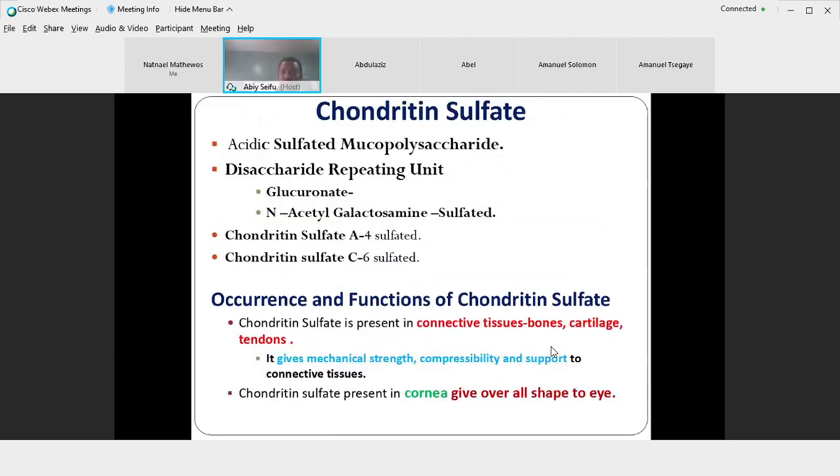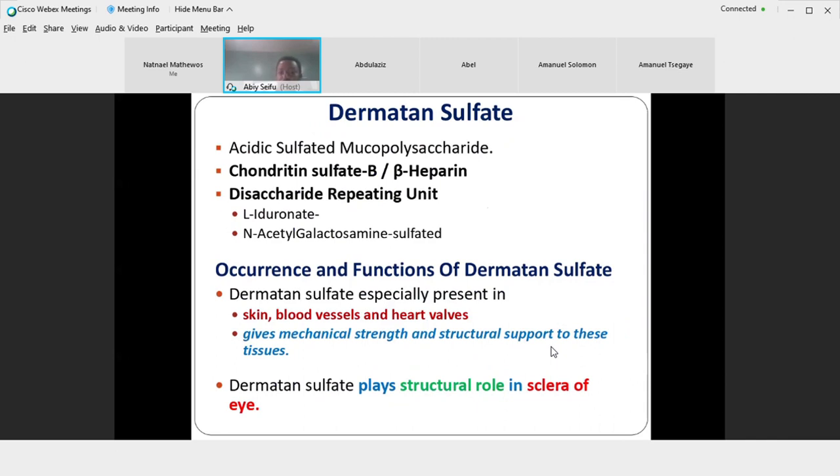The other is chondroitin sulfate. Where is it found? It's found in connective tissue of bones, cartilage, and tendons. It gives strength to them. It's also found in the cornea and gives the overall shape of our eyes. And the other is dermatan sulfate. As the name indicates, it is found in the skin, and also in blood vessels and heart valves. It gives mechanical strength to them. Dermatan sulfate also plays a structural role in the sclera of our eyes.